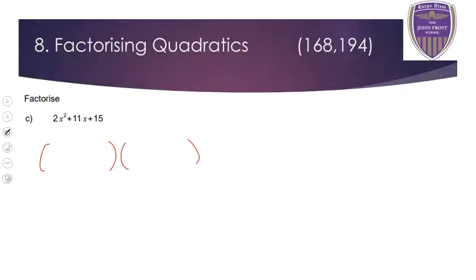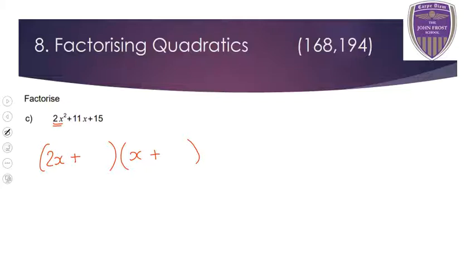Okay, and to work it out, the only way that we're going to be able to get 2x squared is by doing 2x times by x. All right, so it has to be 2x times by x. The symbols are the same, both pluses. So they're both pluses in the answers. Now we just have to think a little bit more about the numbers at the end.